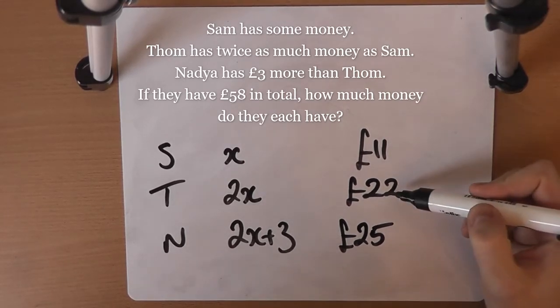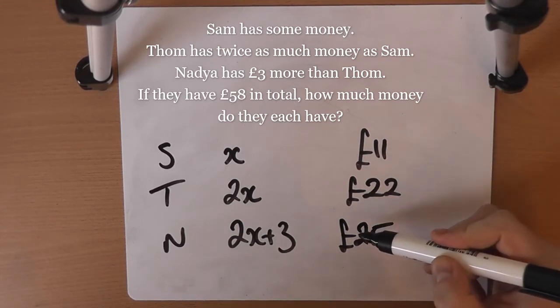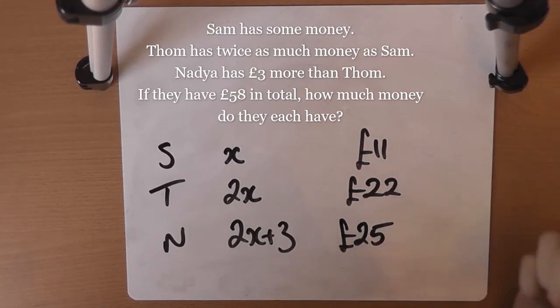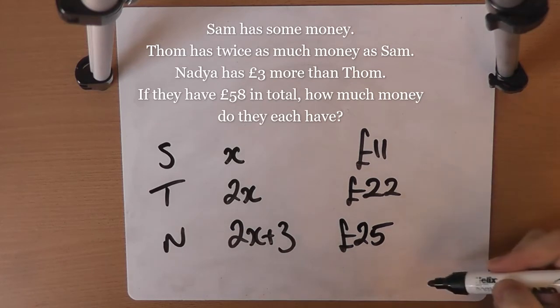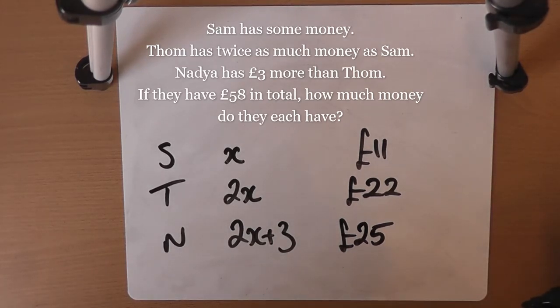So 11 plus the 22 takes us to 33. 33 plus the 25 is £58. This all works. Everything makes sense within the question, and we get the total that we needed. So Sam has £11, Tom has £22, and Nadia has £25.